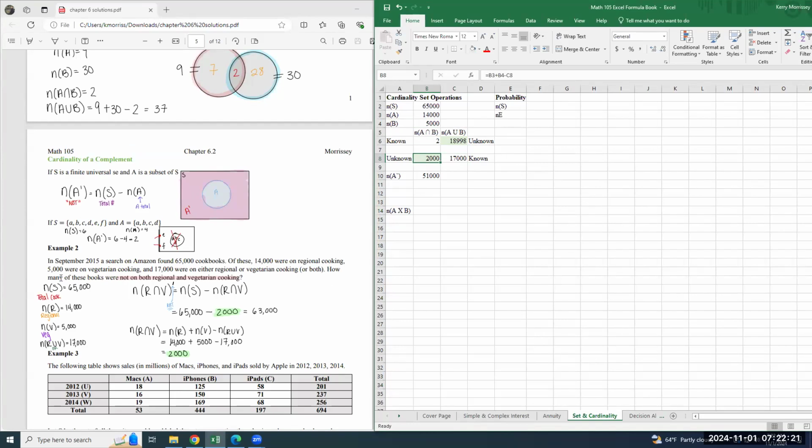Right, well, it says how many of these books were not both regional and vegetarian cooking. So when it says not both regional and vegetarian, that would be this total 2,000 amount. So to get rid of that double count, instead of having our A right here being the opposite, we're just going to take our total and subtract it by your unknown. So we should get 63,000 cookbooks that are not considered regional or vegetarian.